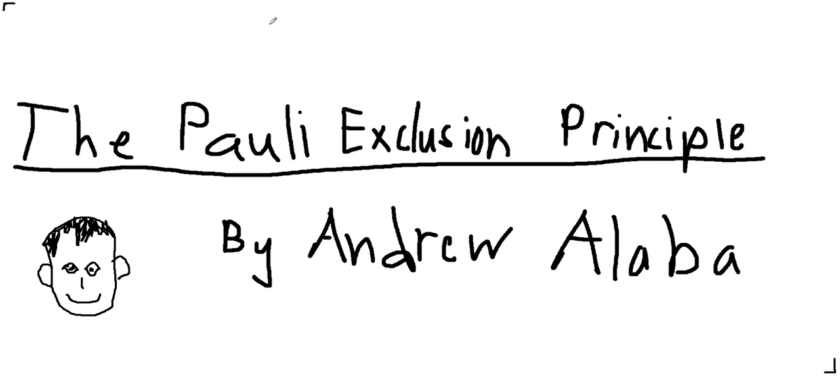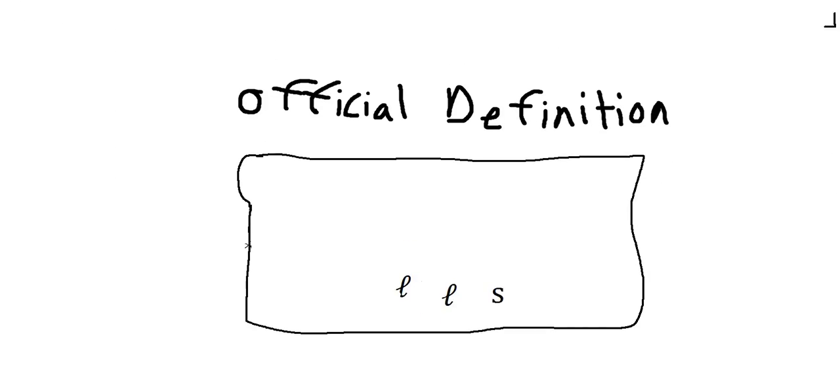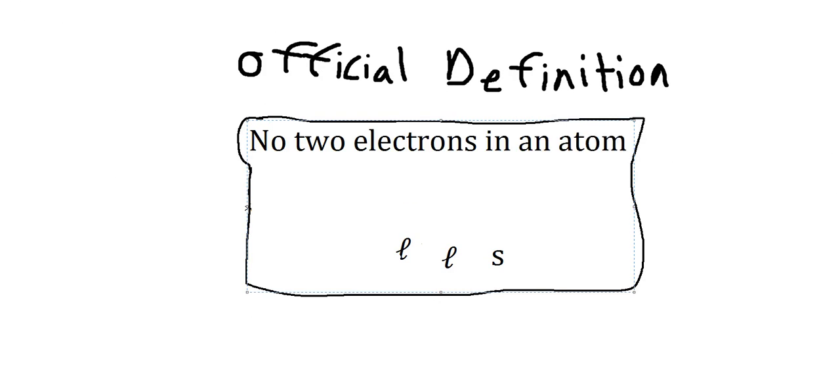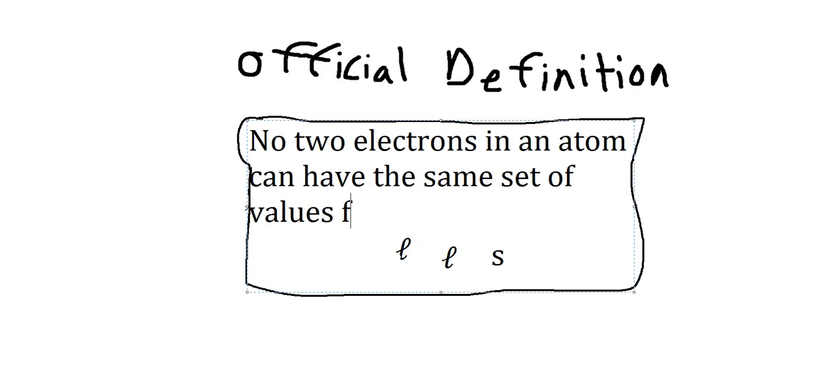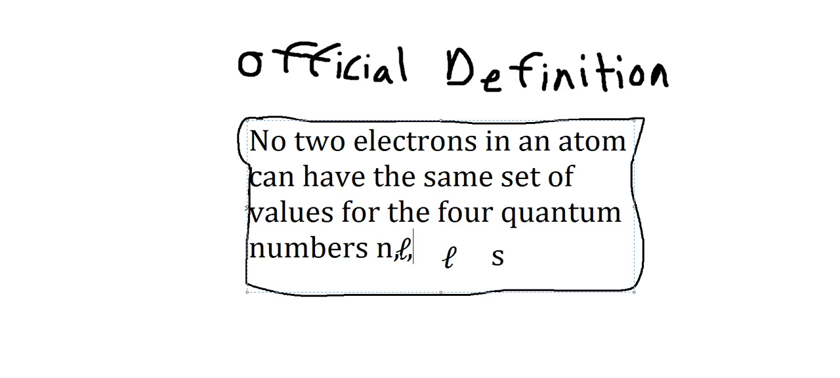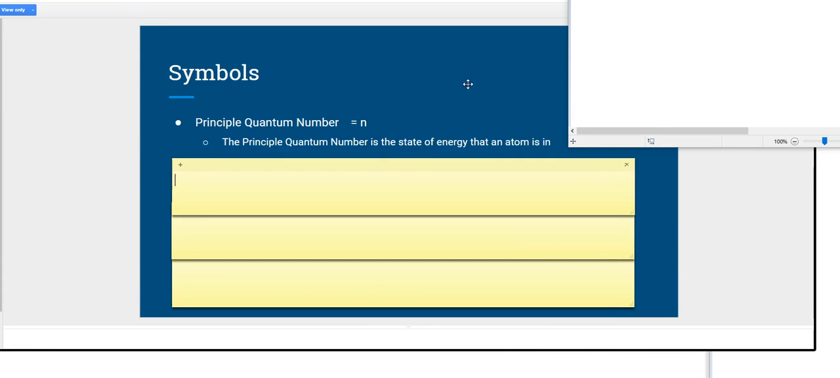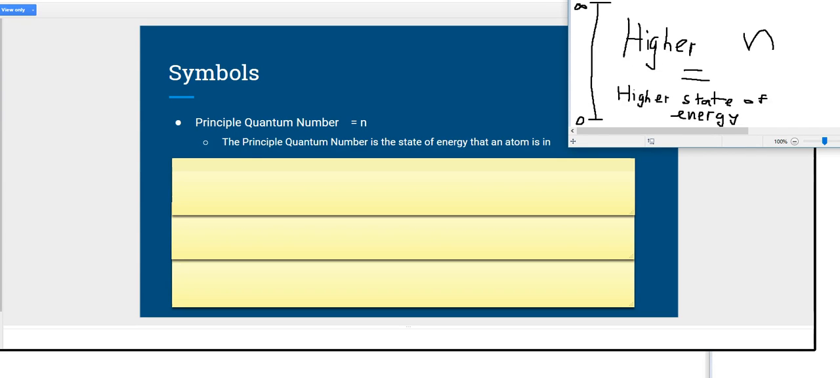So I did the Pauli exclusion principle. The official definition is that no two electrons in an atom can have the same set of values for the four quantum numbers n, l, ml, and ms. N is the principal quantum number. It basically states the state of energy an atom is in. The higher the n, the higher the state of energy.